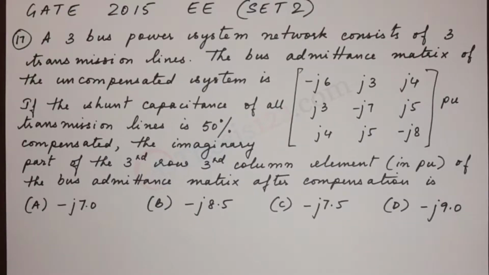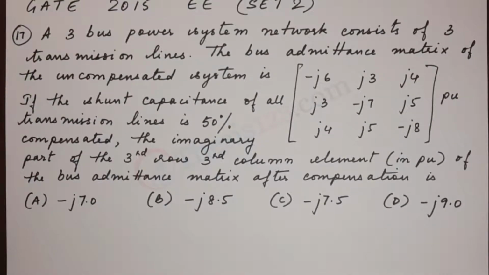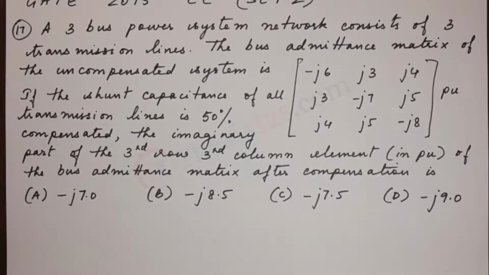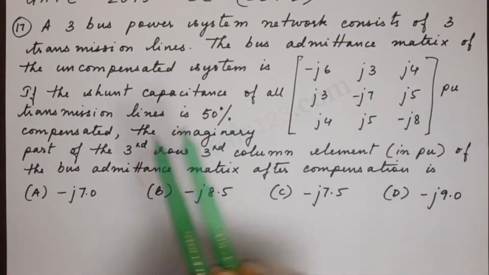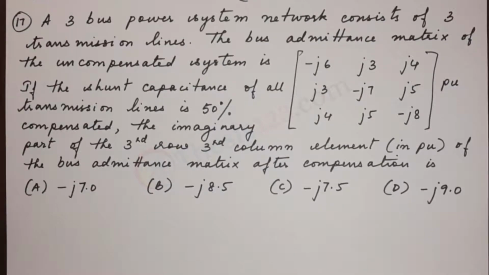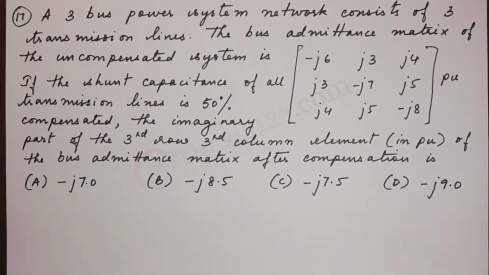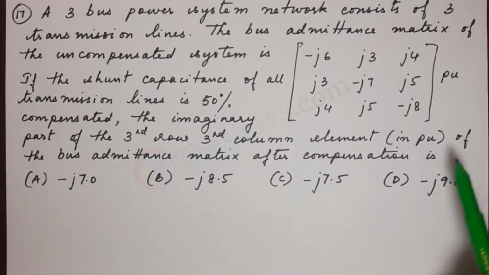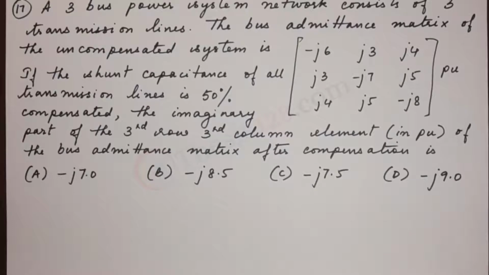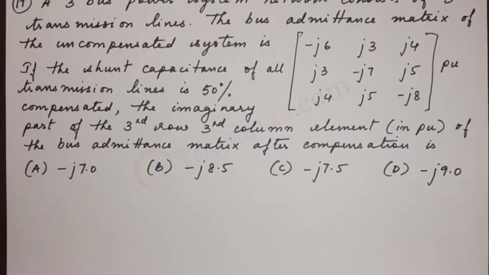Here's the next question, number 17. A 3-bus power system network consists of 3 transmission lines. The bus admittance matrix of the uncompensated system is this matrix right here. If the shunt capacitance of all transmission lines is 50% compensated, the imaginary part of the third row, third column, that would be the final element of the bus admittance matrix after compensation, is: we have our 4 options, minus J7, minus J8.5, minus J7.5 and minus J9.